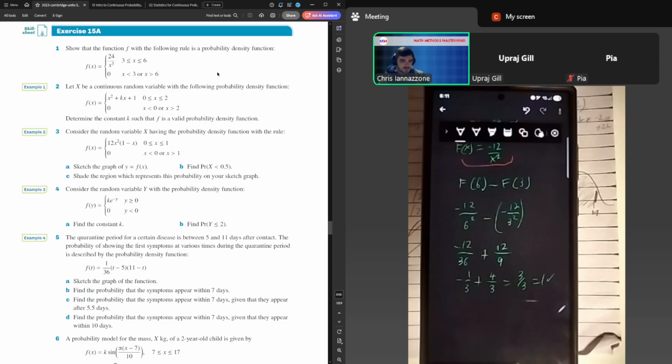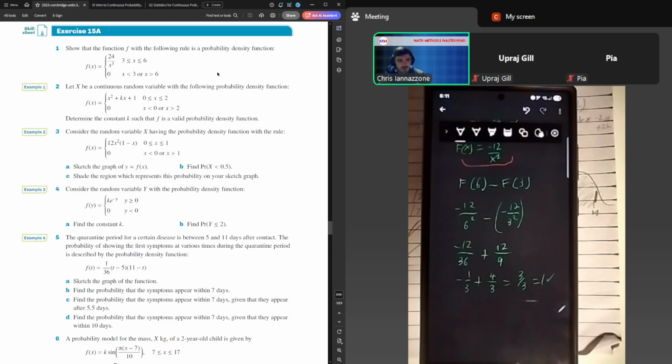We need to find k. Yeah, we need to find k. So you'll do the same thing, which is anti-diff your function. You'll still do capital F of 2 minus capital F of 0, but now you're going to force it to equal 1, and you're just going to rearrange for k.